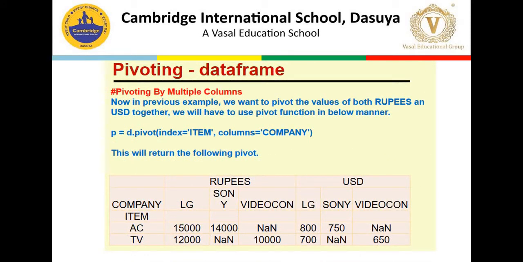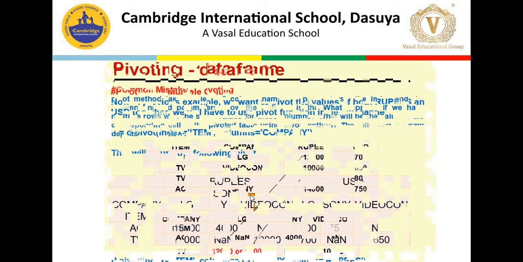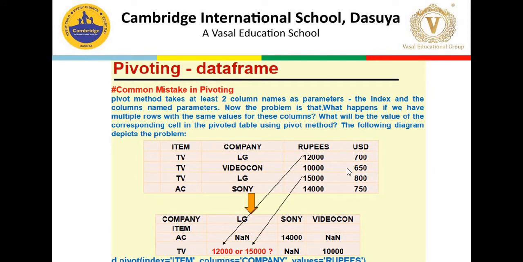Now see here, students, this is the information we extract if we enter only two parameters, that is the index and the column name of the data frame. Clear? We get this sort of information, and if we don't want the US dollar information, we have to pass the third parameter, that is values equal to rupees. So we only want to see the rupees part of the data frame. Let's see the next operation here.